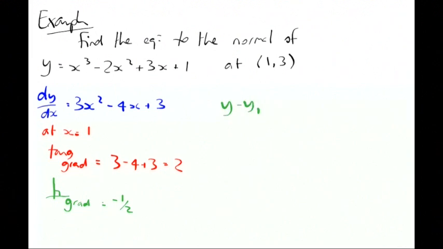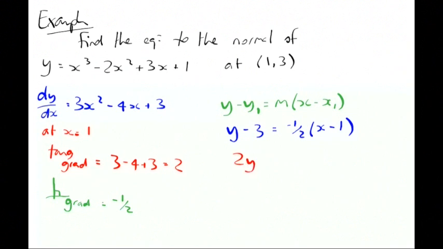We're going to use our formula y minus y1 equals m(x minus x1) to get y minus 3 equals minus a half (x minus 1). Don't like the 2, so I'm going to move it across to the other side. 2y minus 6 equals minus x plus 1, expanding out that bracket. We'll rejiggle it to make everything positive. 2y plus x equals 7.